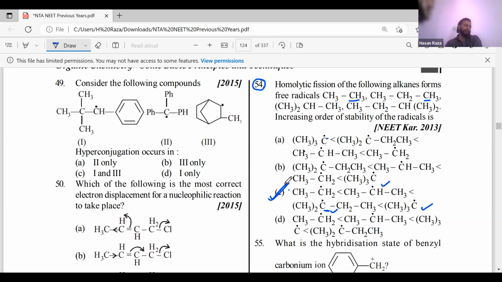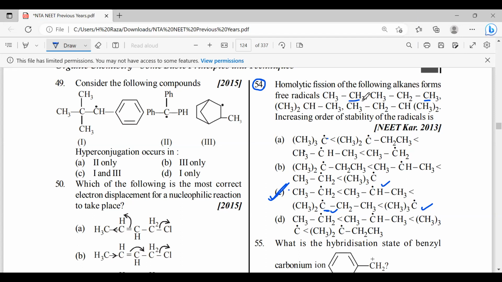If anyone has any doubt, please ask me. I will be elaborating this with another method by writing all the structures. So please do let me know. Alan, Hanifa, no response at all. Mamuna, please do respond. Yes, sir.